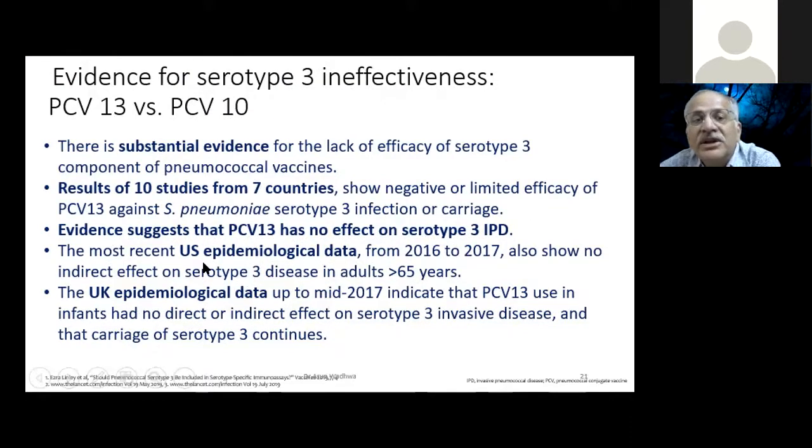The most recent US epidemiological data, also from 2016-17, shows that there is no indirect effect on serotype 3 disease. UK data also shows that PCV13 in infants had no direct or indirect effect on serotype 3 invasive disease, and the carriage of serotype 3 continues. In adults also, there was no cross protection in the US, because they have been using PCV13 regularly. And now they say that in adults they should not use PCV13 because children could provide them cross protection. But for serotype 3, they say that there is no cross protection. So there is no effect in adults over 65 years of age.